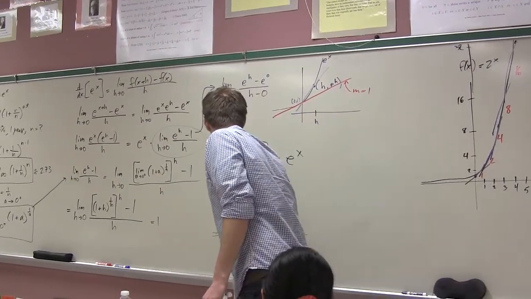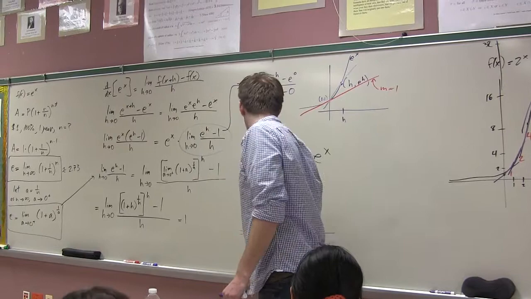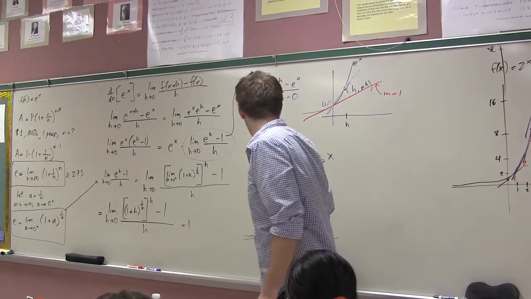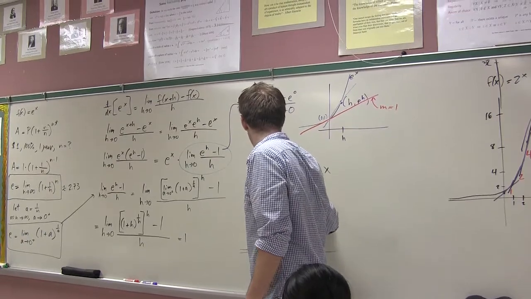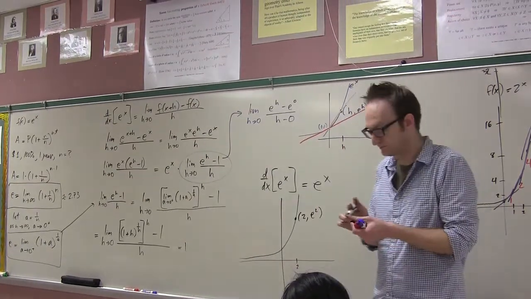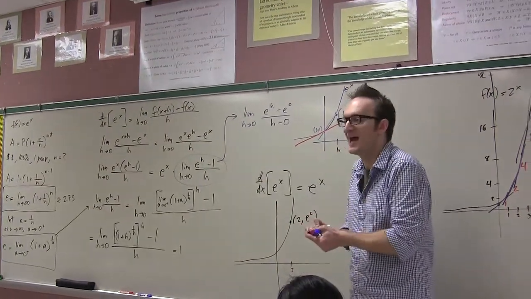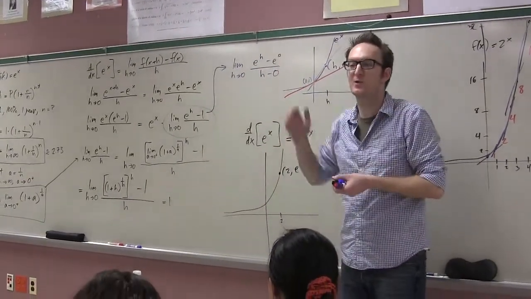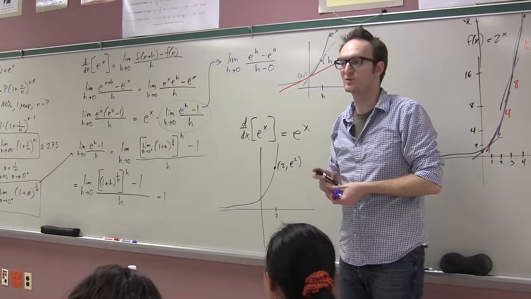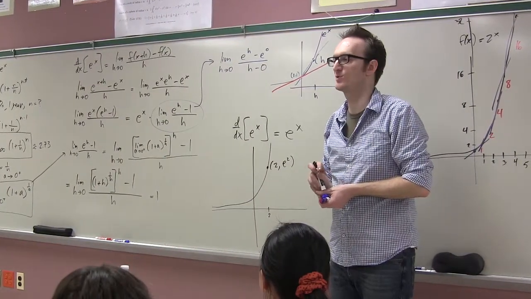If I want to know how fast this function is increasing at 2, I go to the function, that's 2 comma e squared, which is about 7. At the point x equals 2, the function is growing at a rate of e squared. It's a function which is its own derivative. It's kind of incredible. Arthi, are you impressed?